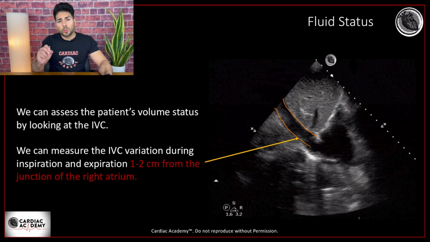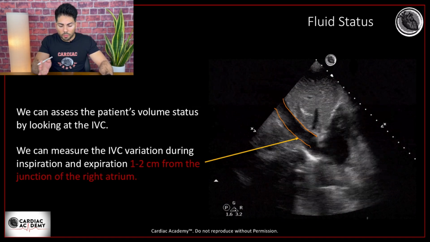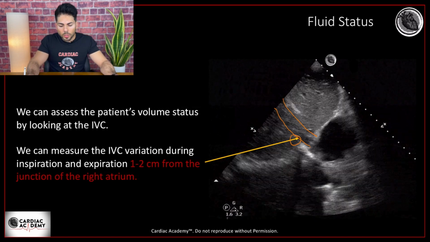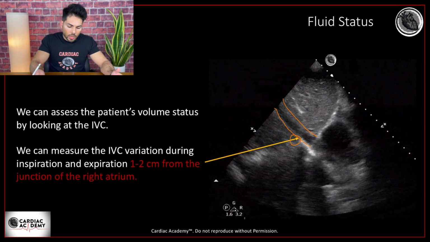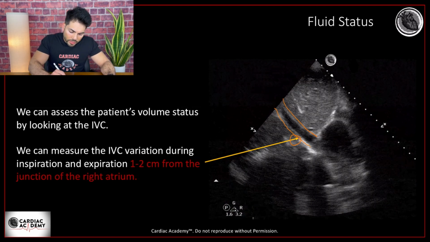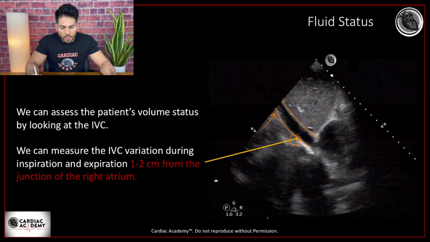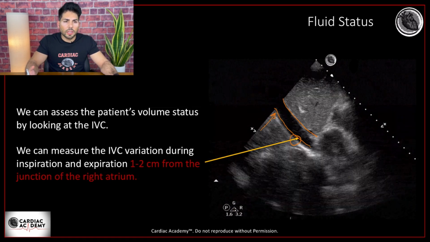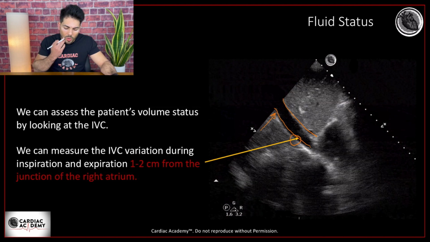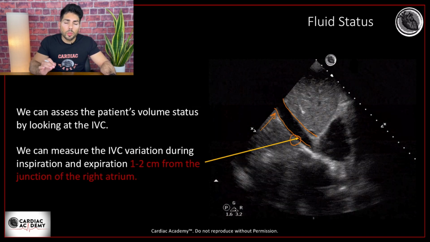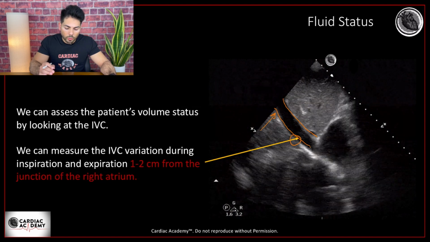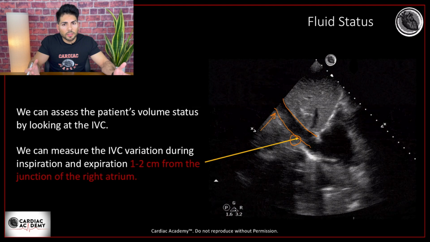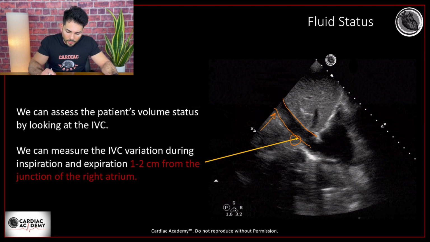We look 2 to 3 centimeters from the atria, okay? So right where the arrow is. Because if you look a little bit more distal, the collapsibility of the IVC is going to be exaggerated, okay? So it has to be 2 to 3 centimeters from the atrial junction, okay? Otherwise, you're not measuring the correct place and you might make mistakes, okay?